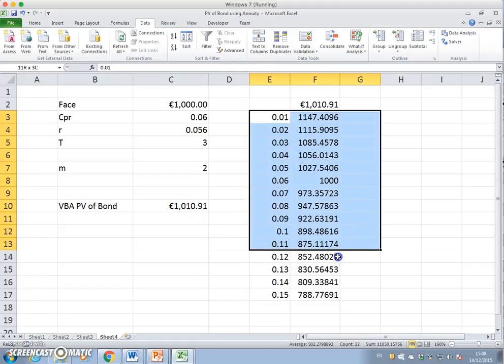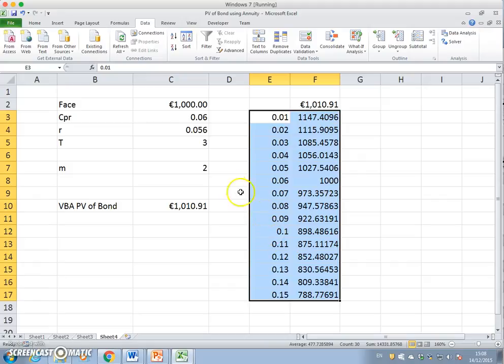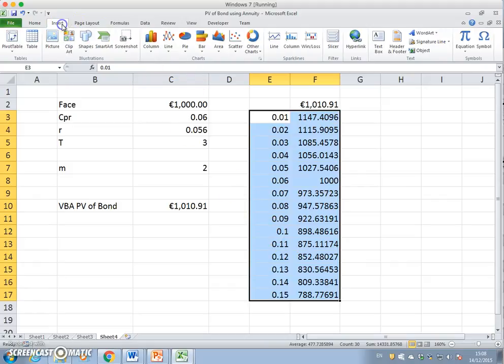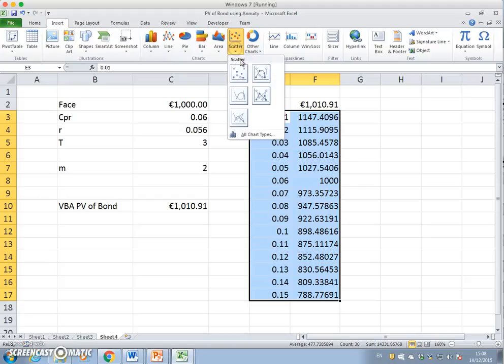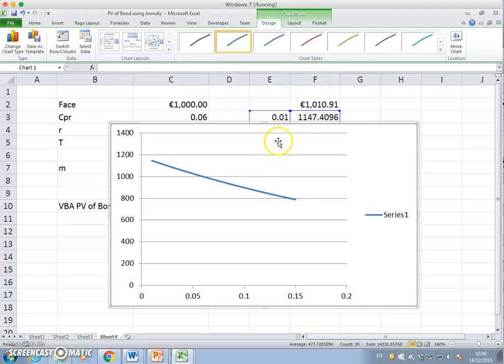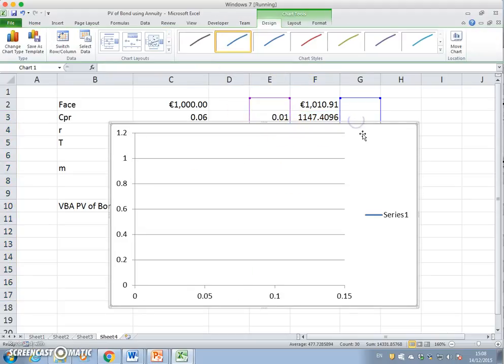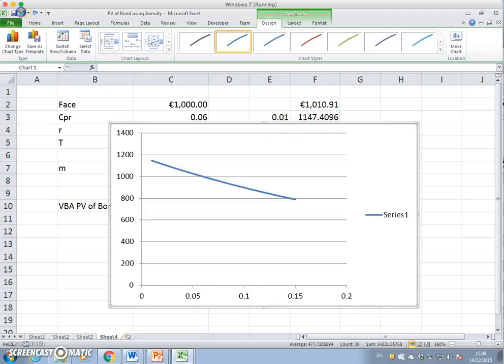Then take both of these and graph. And if we graph, go to insert, scatter. And it's likely to be a convex function, and we get this value. Okay, so the value of the bond increases as the interest rate goes down. Reduce the interest rate, the bond price goes up. Increase the interest rate, the bond price comes down.